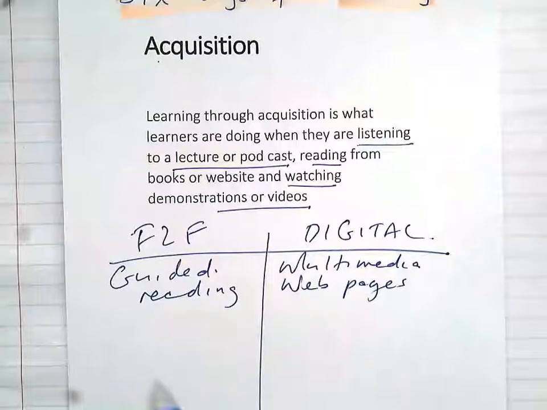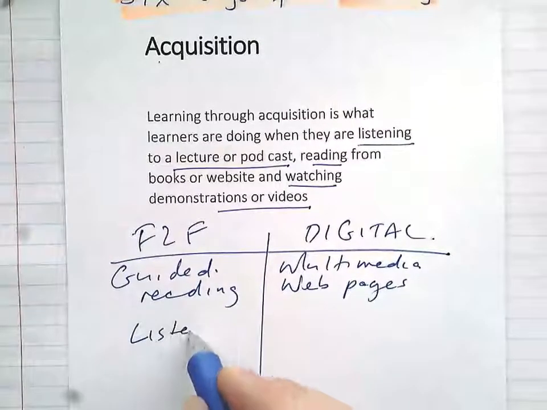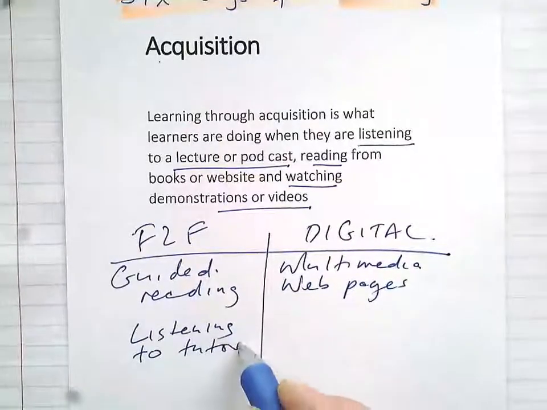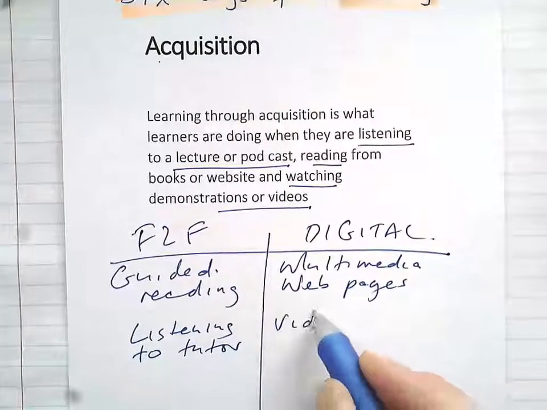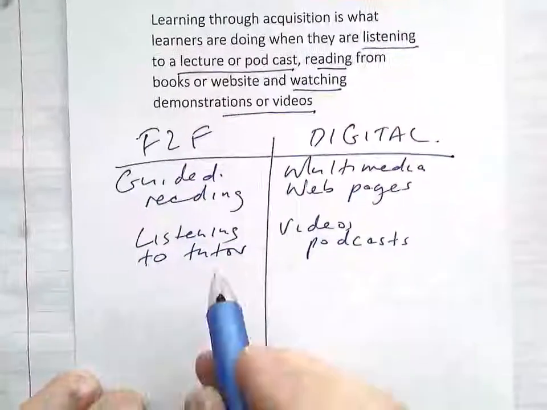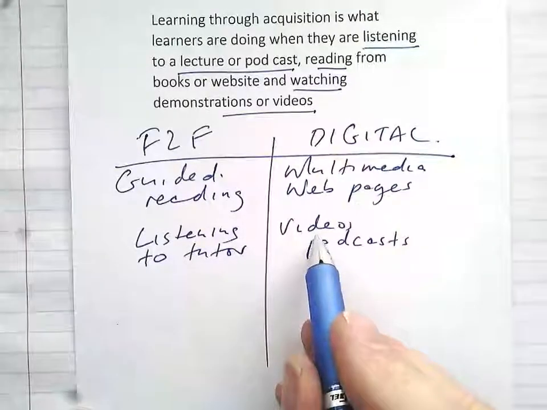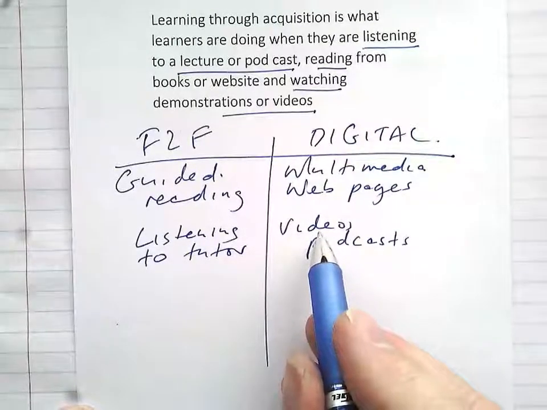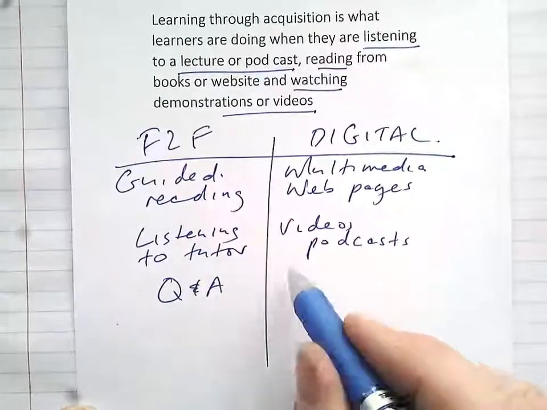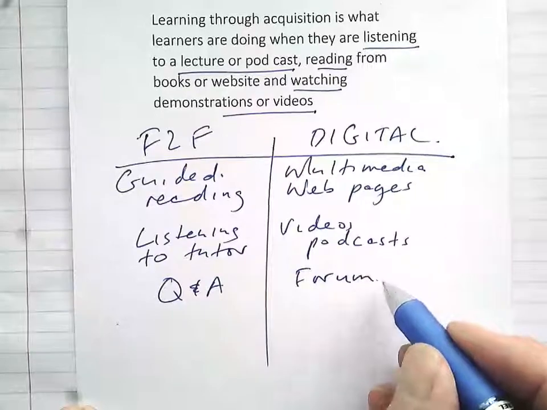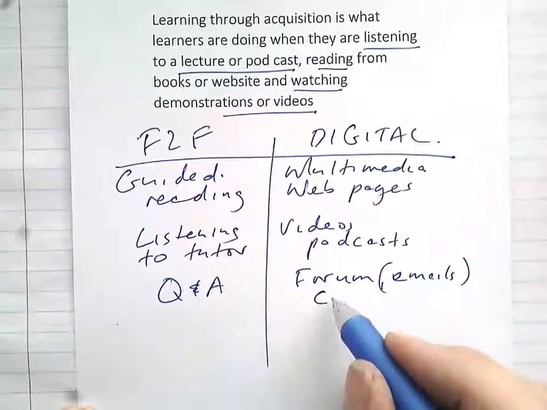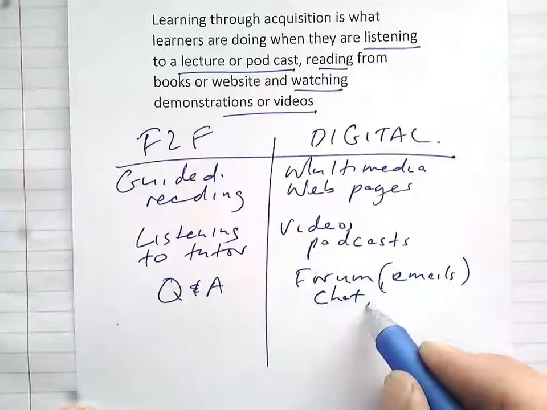and so on. In a class, you can be listening to the tutor. Online, there can be videos, podcasts. In other words, a recording of the same content can be part of the online equivalent. Q&A in a class. Online, this can be in a forum. Emails. Not too much of that, hopefully. Chat.